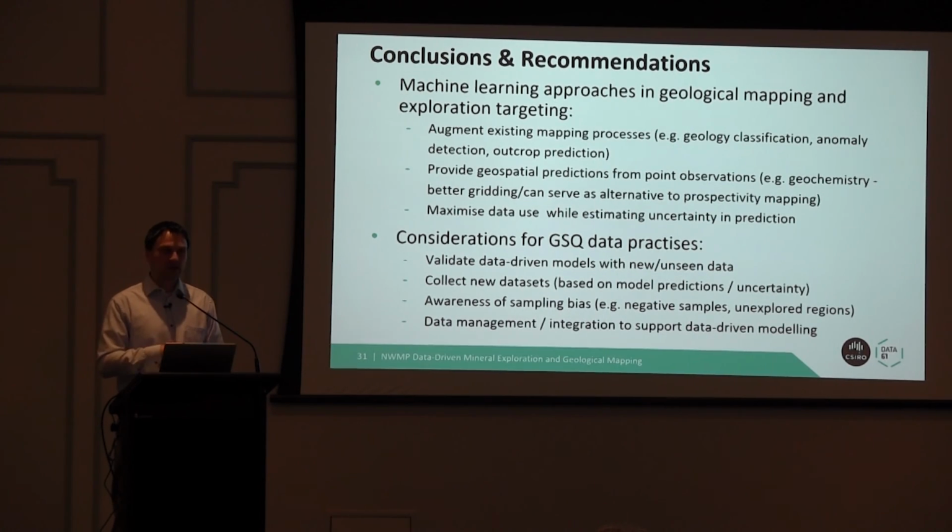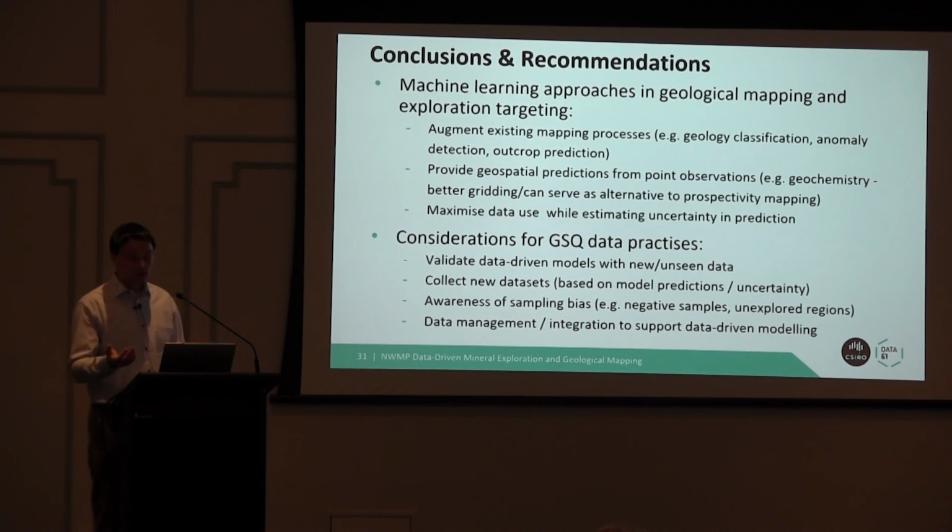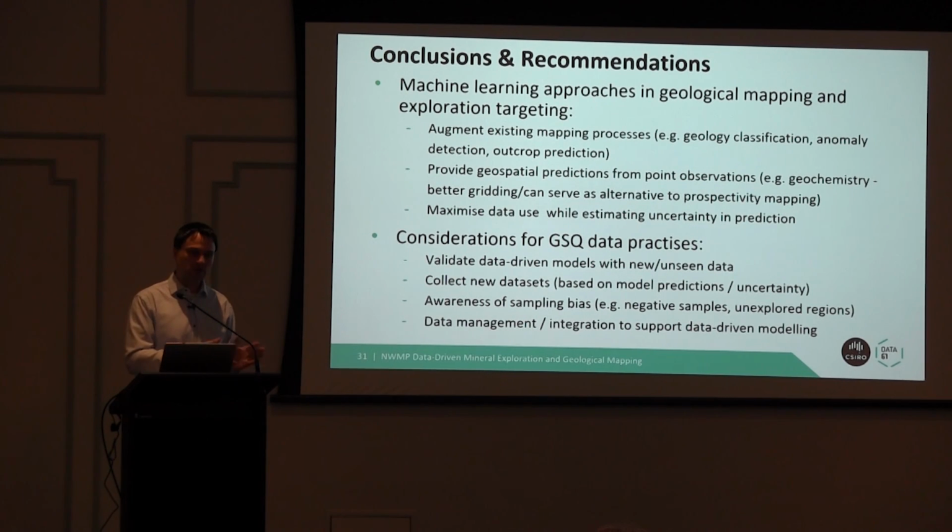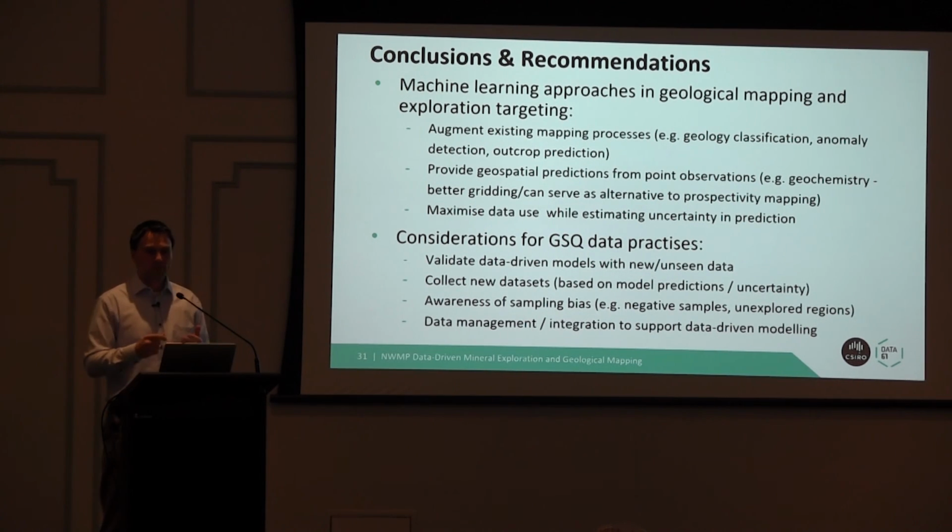We know that there is a sampling bias. That's always going to be there. That's just the nature of geoscientific data. But we have to be aware of it, and we have to try to estimate what the effect of the sampling bias is on the predictions that we create.